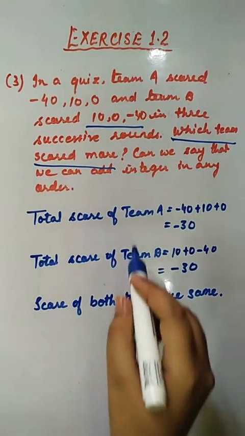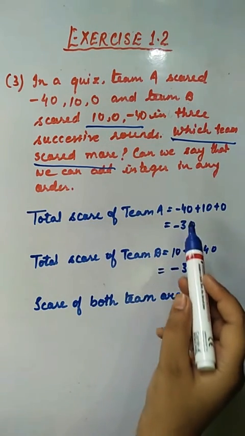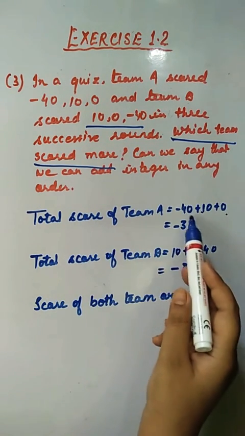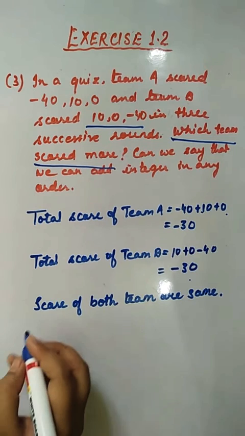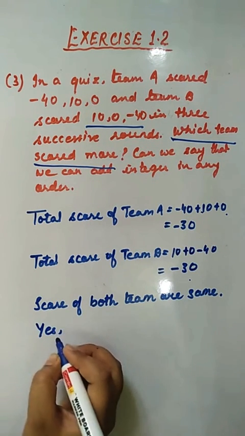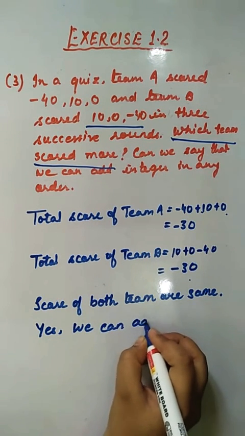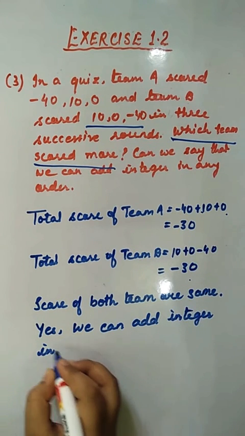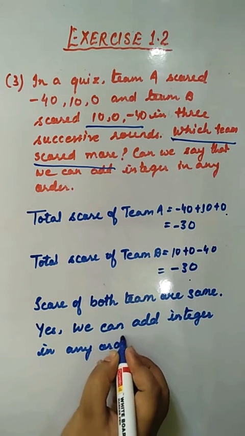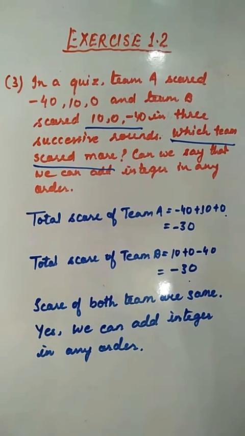And the second part, can we say that we can add integers in any order? So you can see both the integers are the same and we have added in a different order, but the answer is the same. So you can say yes, we can add integers in any order. I hope you all have understood this question. And till now we have done question number 1, 2 and 3. Do this in your copy.